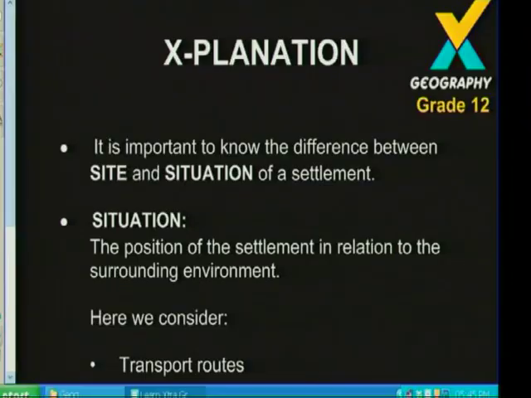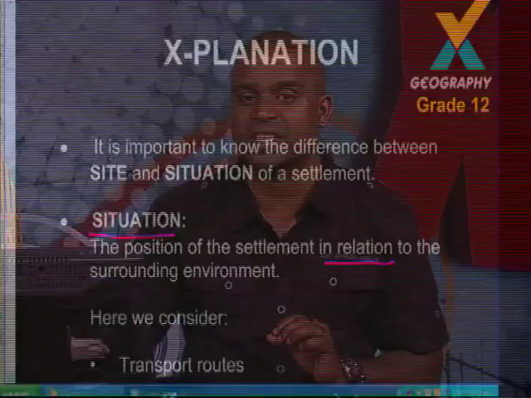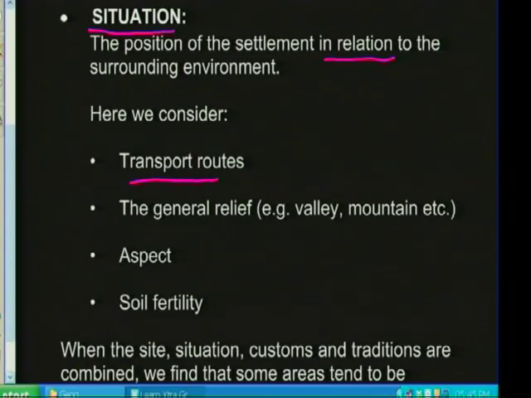Let's take a closer look now at situation. It is important to know that situation deals with a key concept of relation or relationship. The position of a settlement in relation to the surrounding environment. Here we're not referring to the physical factors, but rather the social and economic factors that influence the location of the settlement. For example, we can consider the following aspects: transportation routes, the general relief in terms of how the land is manipulated, slope aspects, and soil fertility.